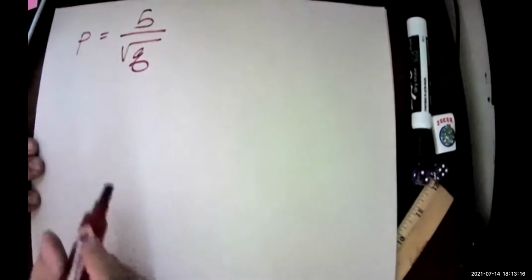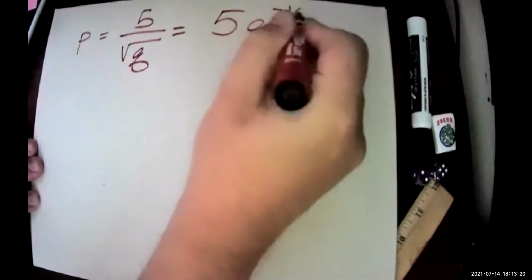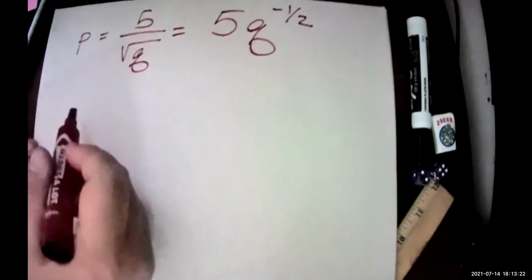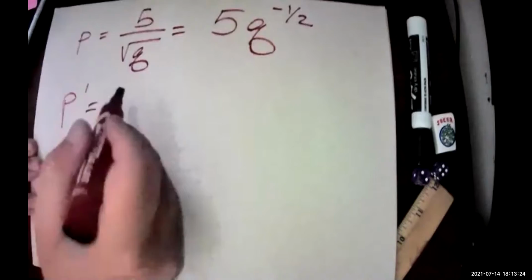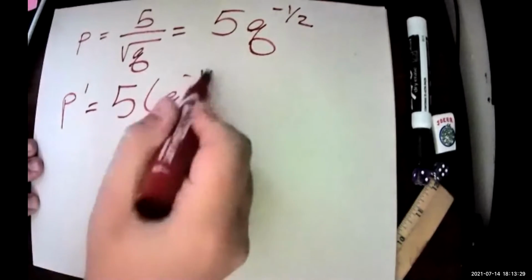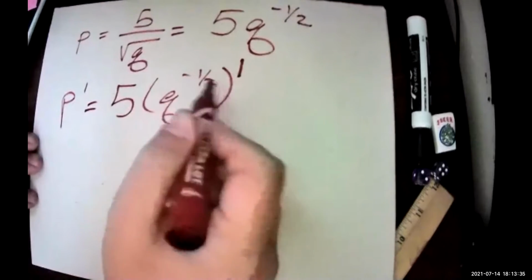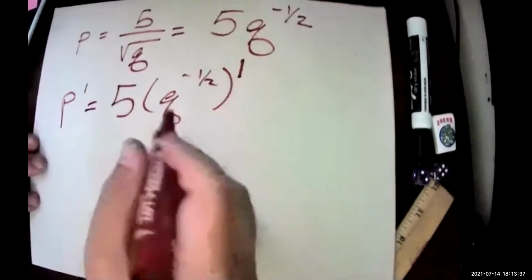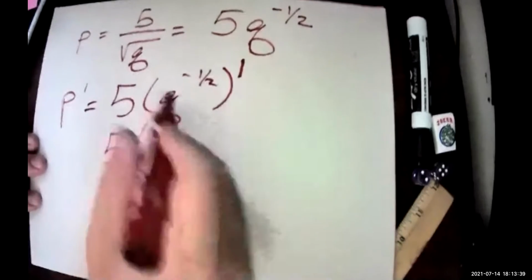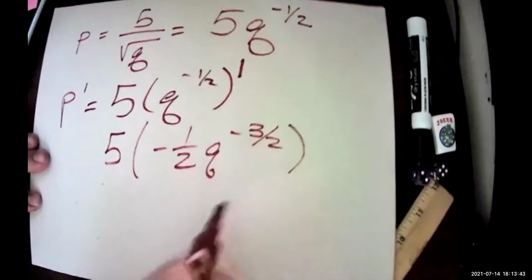All right, 5 over root Q, we're going to rewrite that to be 5 times Q to the -1/2. Now, if we're taking the derivative of that, I can first take the derivative of Q to the -1/2. This is something we actually already did somewhere along the way. If you recall, we got -1/2 Q to the -3/2. Remember, we talked about how ugly that looked.